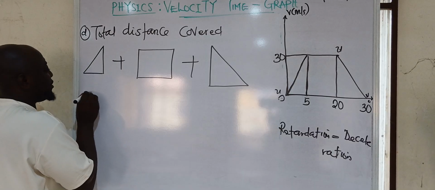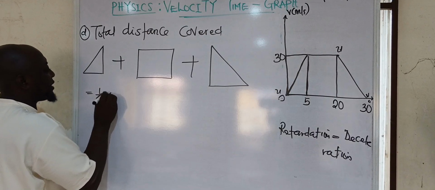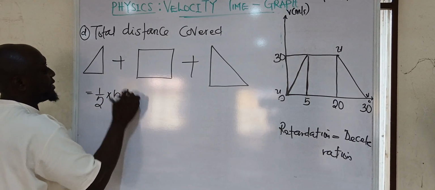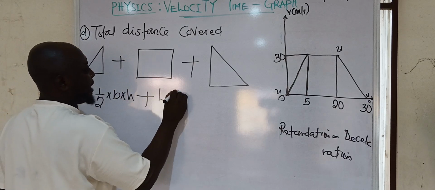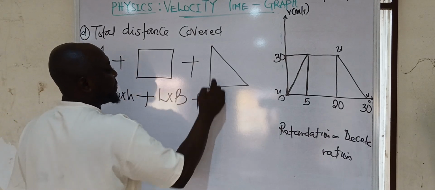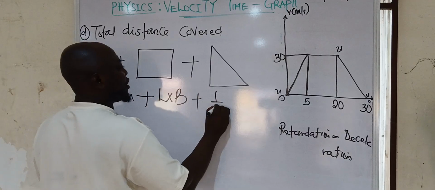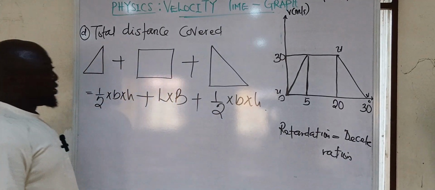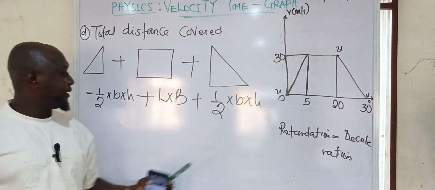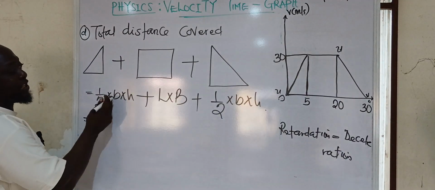So let's do that. This becomes half times this for this one, plus this one is length times breadth, plus this is the same diagram here. So this becomes half base times height. From this point, what do I do from here?